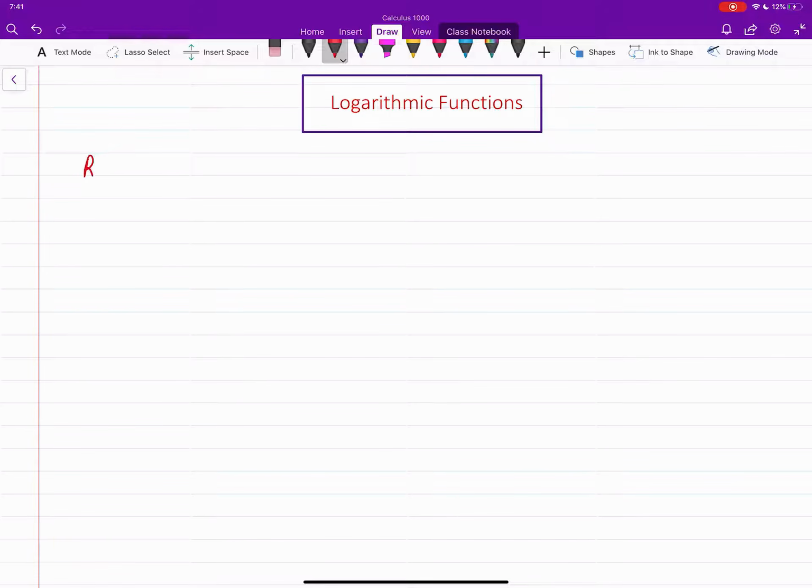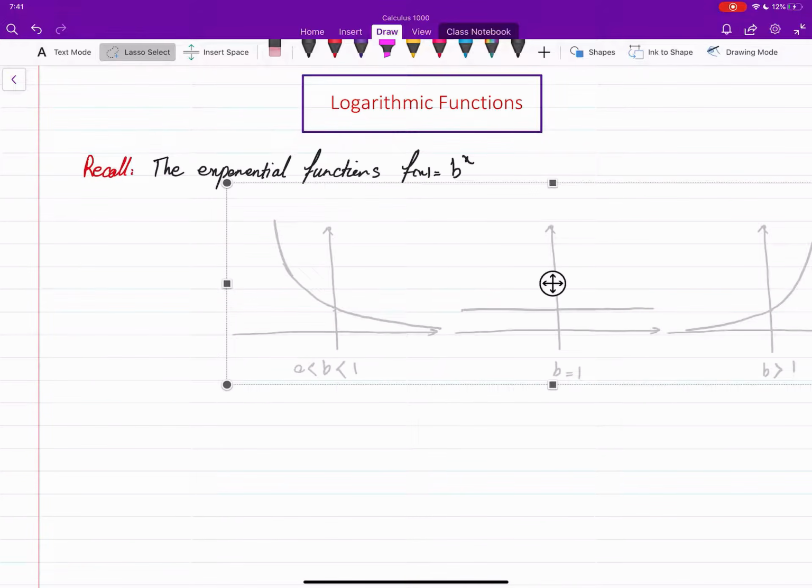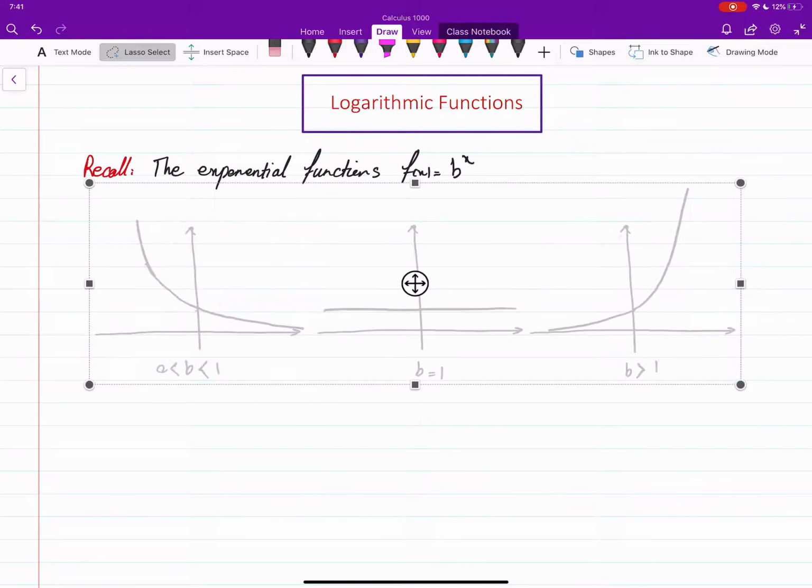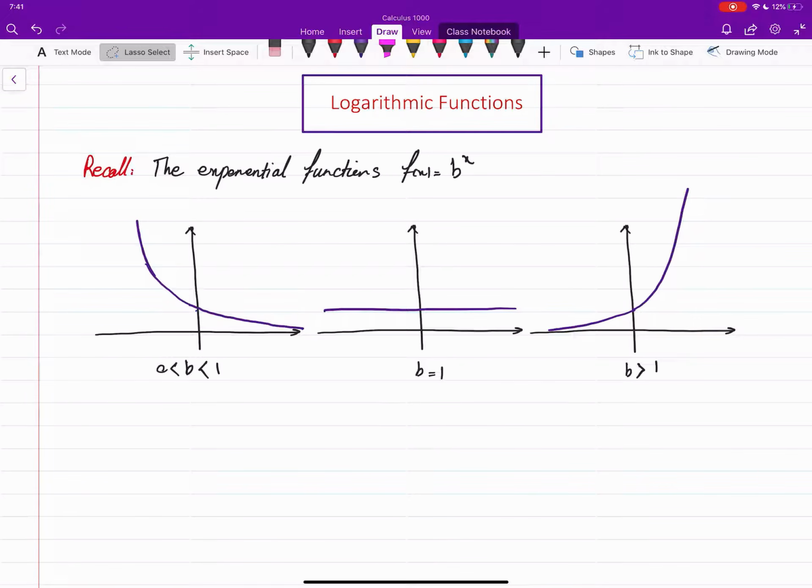Let us start by recalling that the exponential functions, well, we know it is b to the power x. These guys have the graph as, let me just paste it here, I already have them ready. They have graphs of this form.